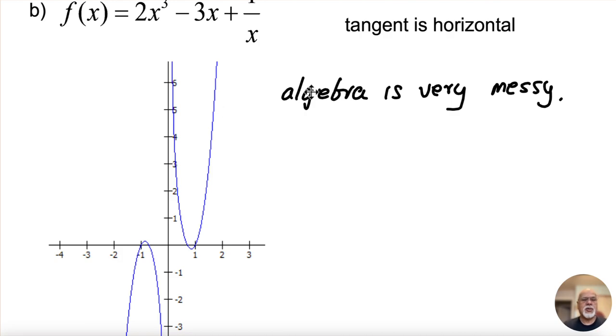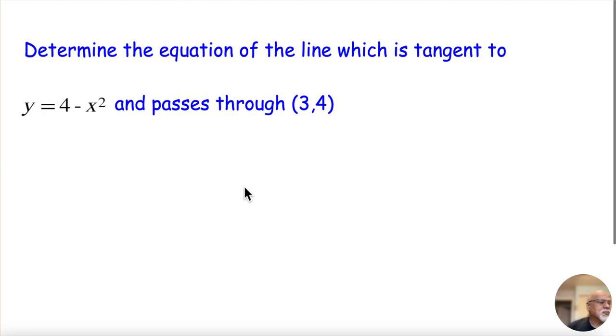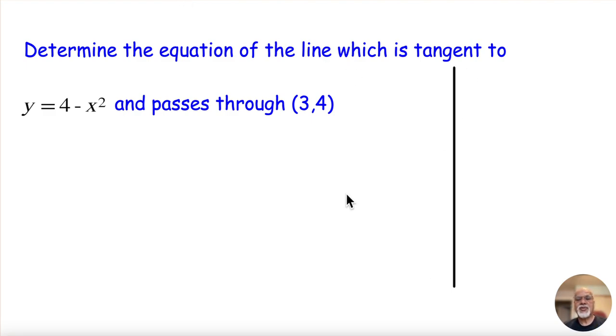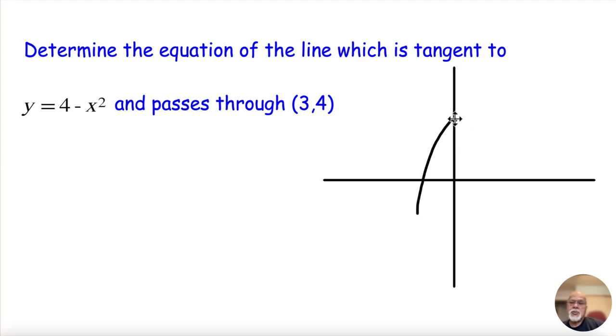We're going to do one more question before we wrap up this lesson, and that is this one. I want to find out what's the equation of the line which is tangent to this curve but goes through this point specifically. Now, to understand why there are possibly multiple answers, let's just do a rough graph of what this thing looks like. 4 minus x squared, that's y-intercept is 4, so it's up here somewhere, and goes down like this. Right, the parabola opens downwards.